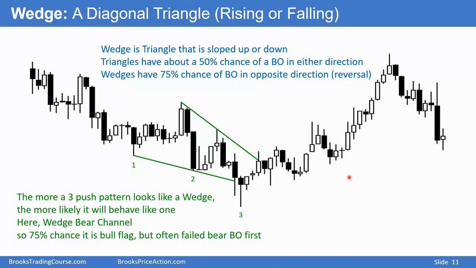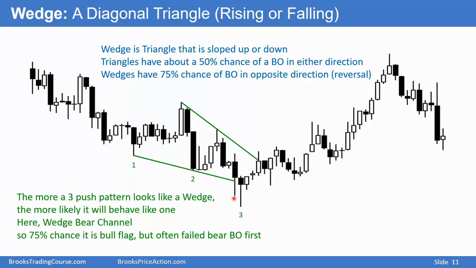The more it looks like a wedge, the more it behaves like a wedge. Here we have a wedge bear channel. 75% chance there'll be a bull breakout, and therefore bear channel, bull flag. It behaves like a bull flag. Odds are you'll get a bull breakout. There's often a bear breakout first. At least 50% of the time when you have some kind of a wedge, you'll get an attempt by the trend to continue. We have a reversal up, I draw a line.